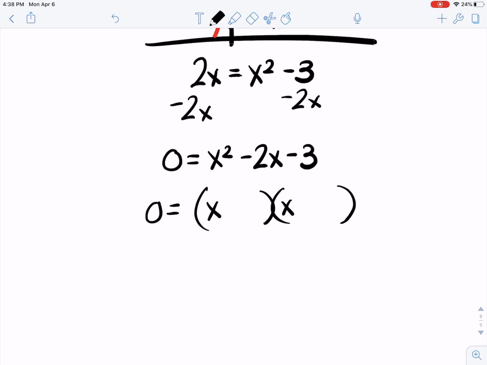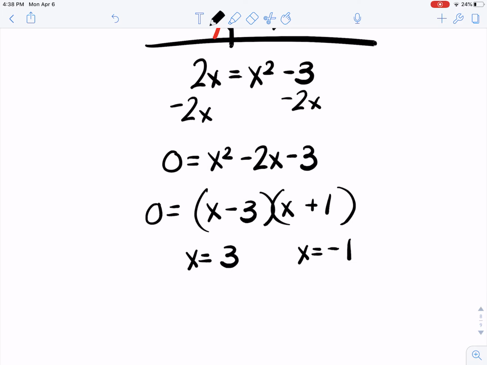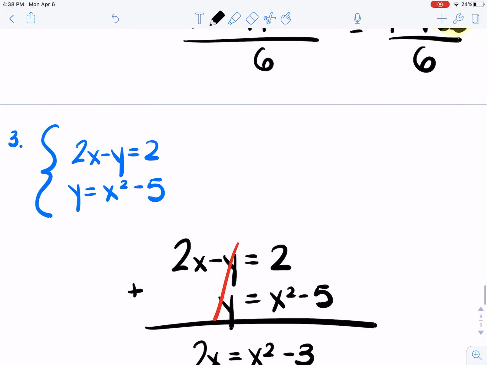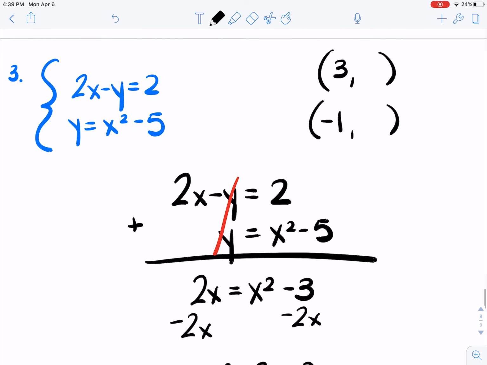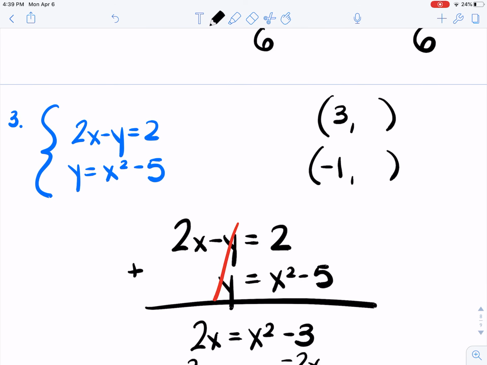I have my negative 3, two factors of negative 3 that are going to give me negative 2 would be negative 3 and positive 1. So in this one, my x values are 3 and negative 1. So I have one point at 3, the other point at negative 1. Just double checking. So now I'm going to take those and I'm going to plug them in. I feel like plugging them in here.